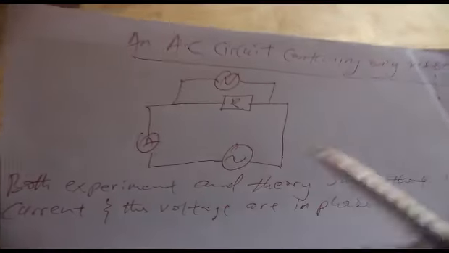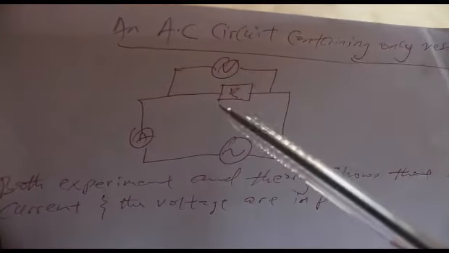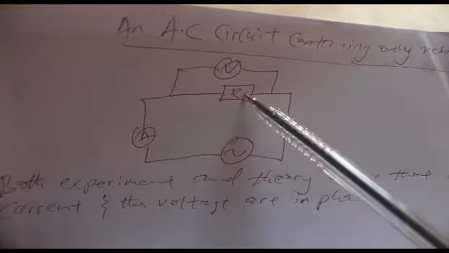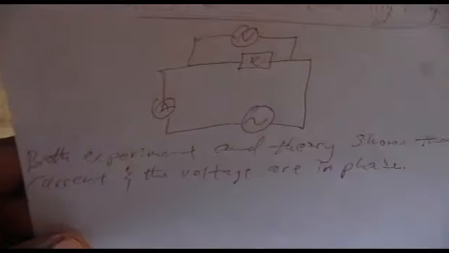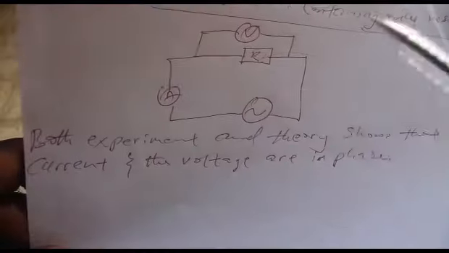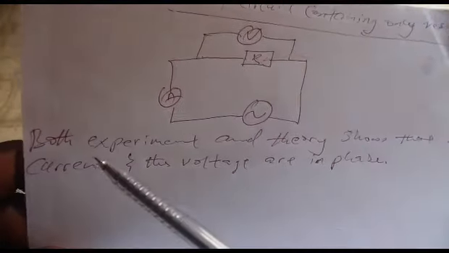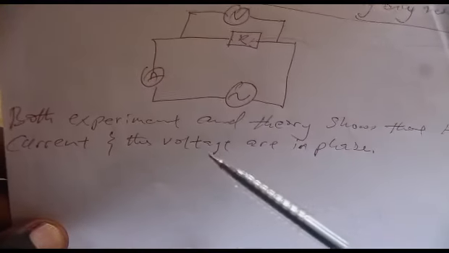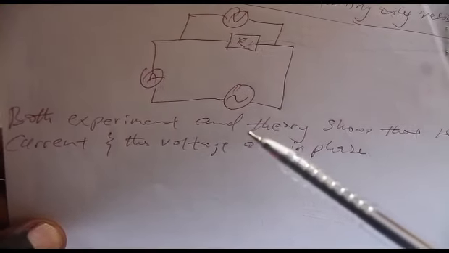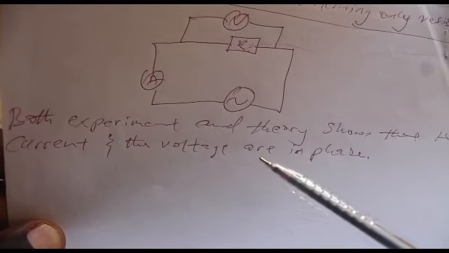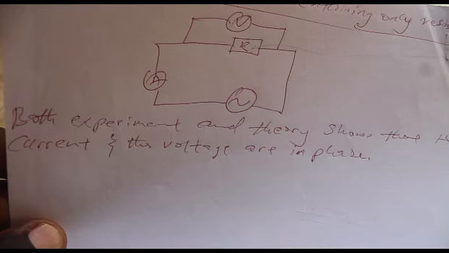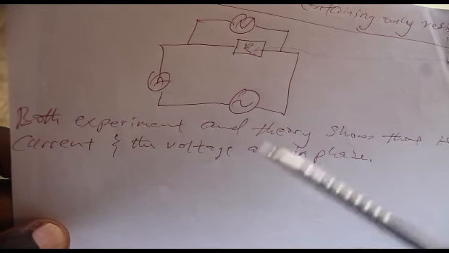So here is the diagram of a simple AC circuit containing a resistor. In this kind of circuit, both experiment and theory show that the current and voltage are in phase. Now, what do we mean by that? For two things to be in phase, it means they reach their amplitudes at the same time.